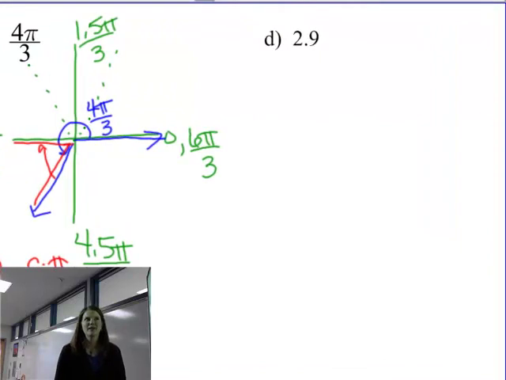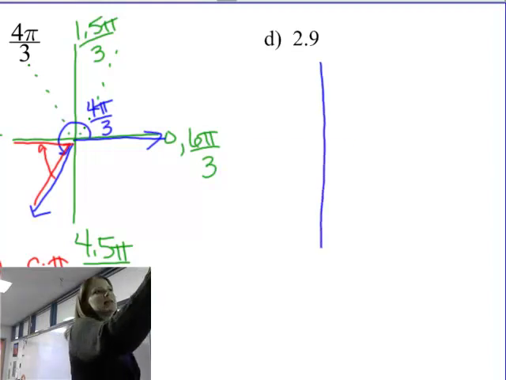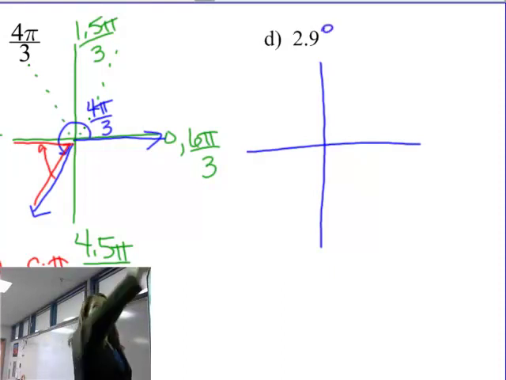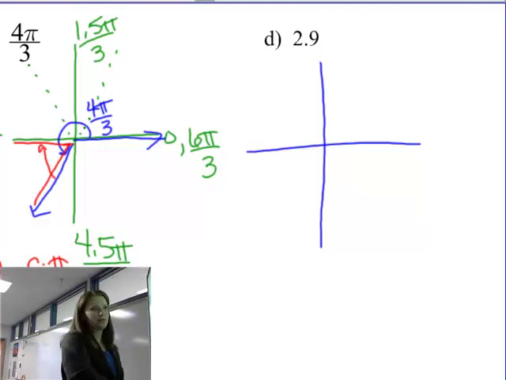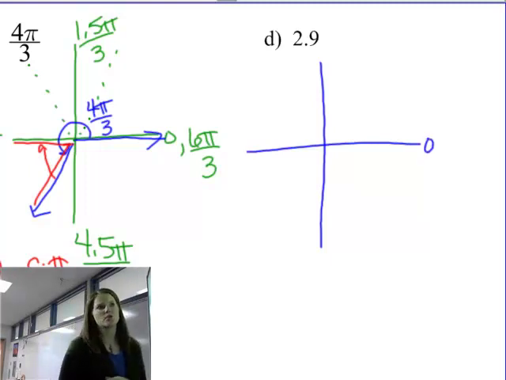Where's the pi? Where's the 2.9 what? Like, where's the beef? 2.9 radians. Okay, so this time when I do my circle, that's not 2.9 degrees? No. How do you know it's not 2.9 degrees? Because there's no degree symbol. Which means if you don't put a degree symbol on something that is degrees, we're going to think it's radians. And you will find out by the time we finish this worksheet in class, radians and degrees are very, very different. Okay?